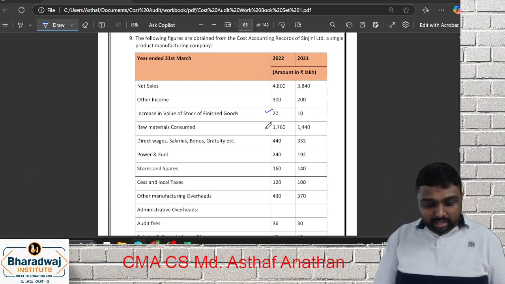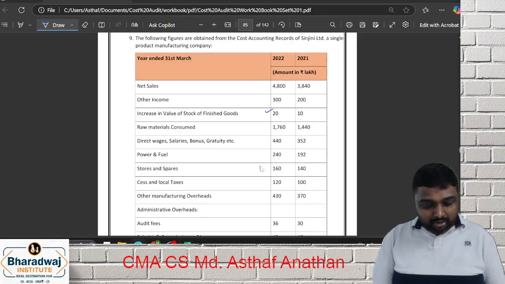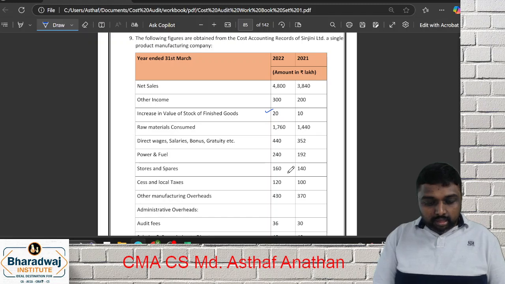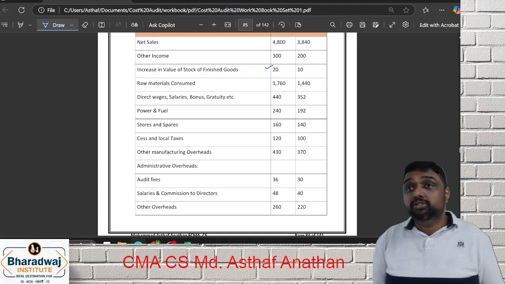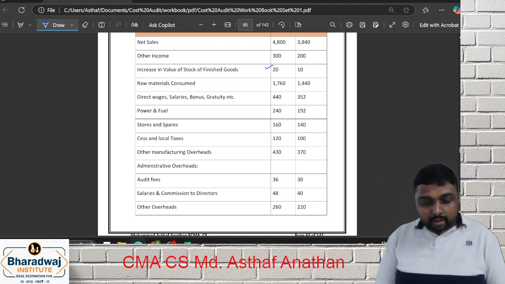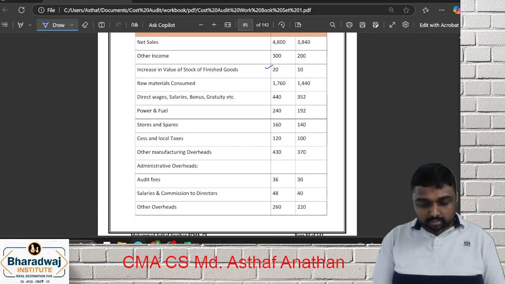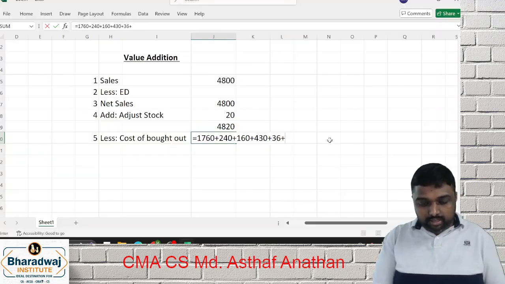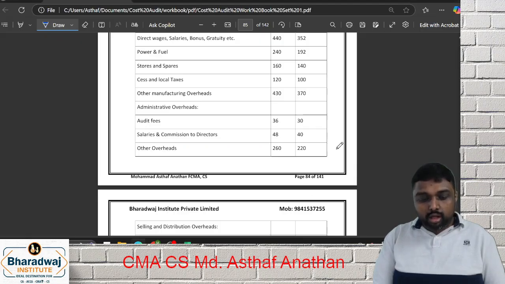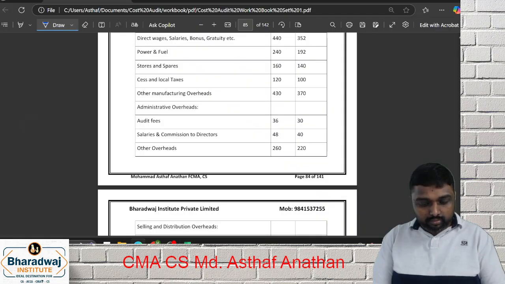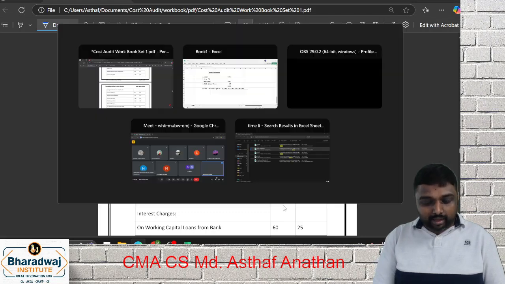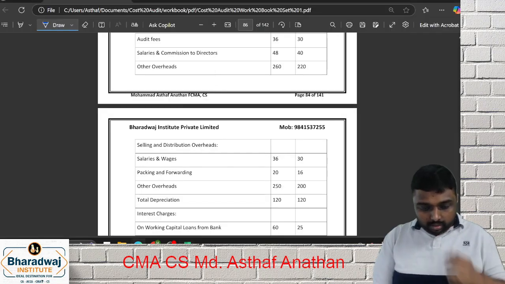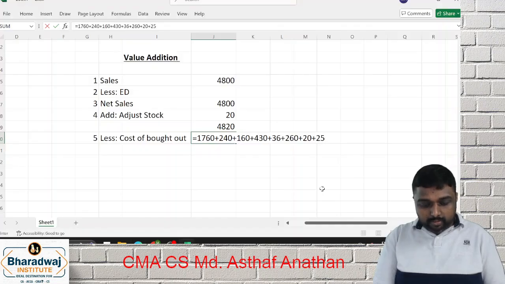See, raw material will come. Yes, 1760. Direct wage? No. Power and fuel? Yes. Then stores and spares? Yes. Cess and local taxes? No. It is we are paying to the government. Other manufacturing overhead? Yes. Next, admin overhead, audit fee? Yes. Salary? No. Other overhead? Yes. Salaries? No. Packing? Yes. Other overhead? Yes.